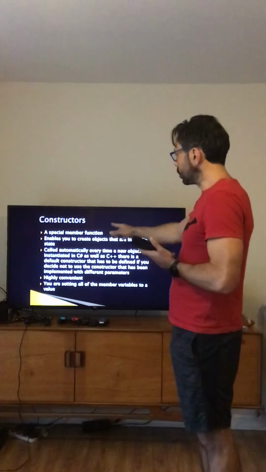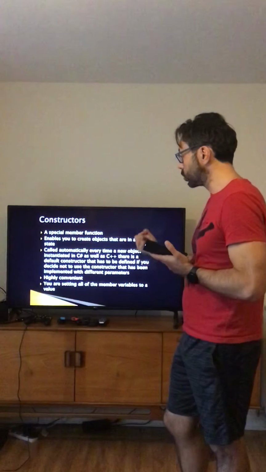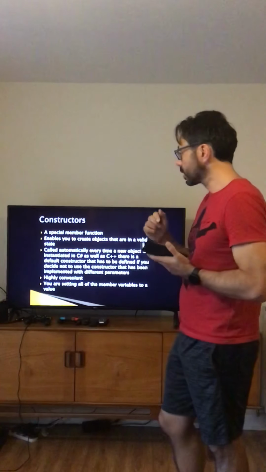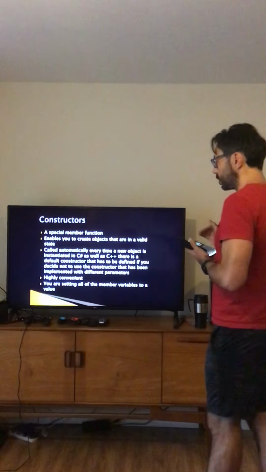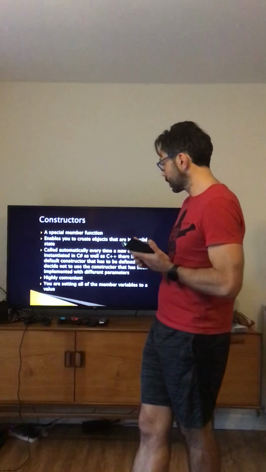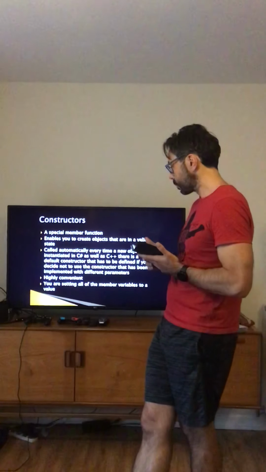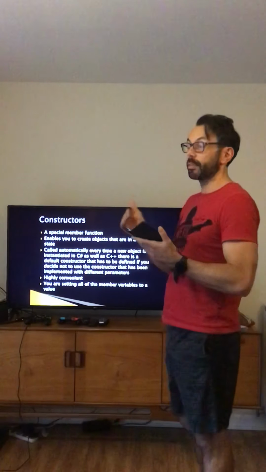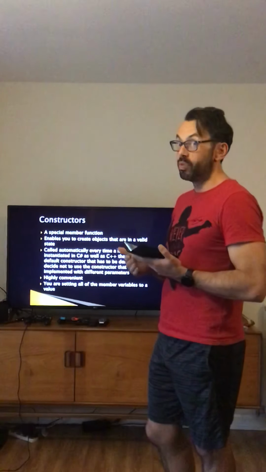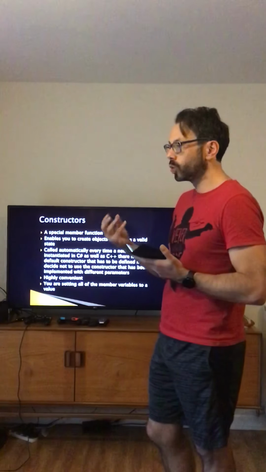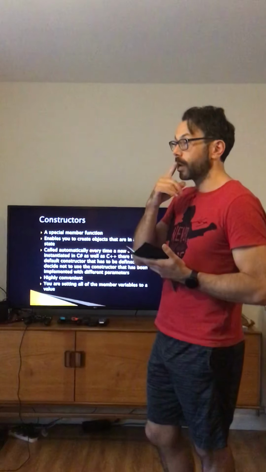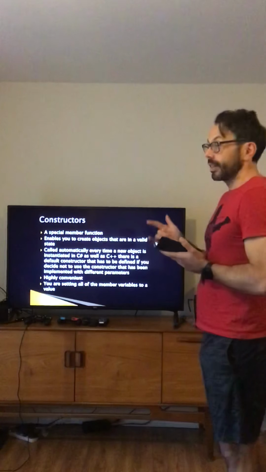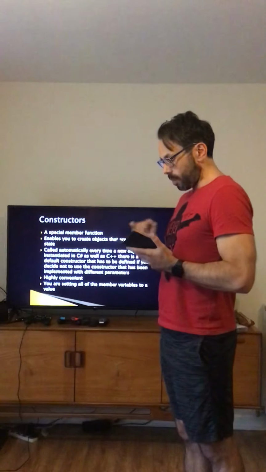Okay, so they're called automatically every time a new object is instantiated in C# as well as C++. And there's a default constructor that has to be defined if you decide not to use the constructor that has been implemented with different parameters. So with constructors, you can fire different parameters into them, and the reason the compiler knows the difference is because of the parameter types that you fire into the constructor. That's another thing that's in your class test, so do remember that as well.